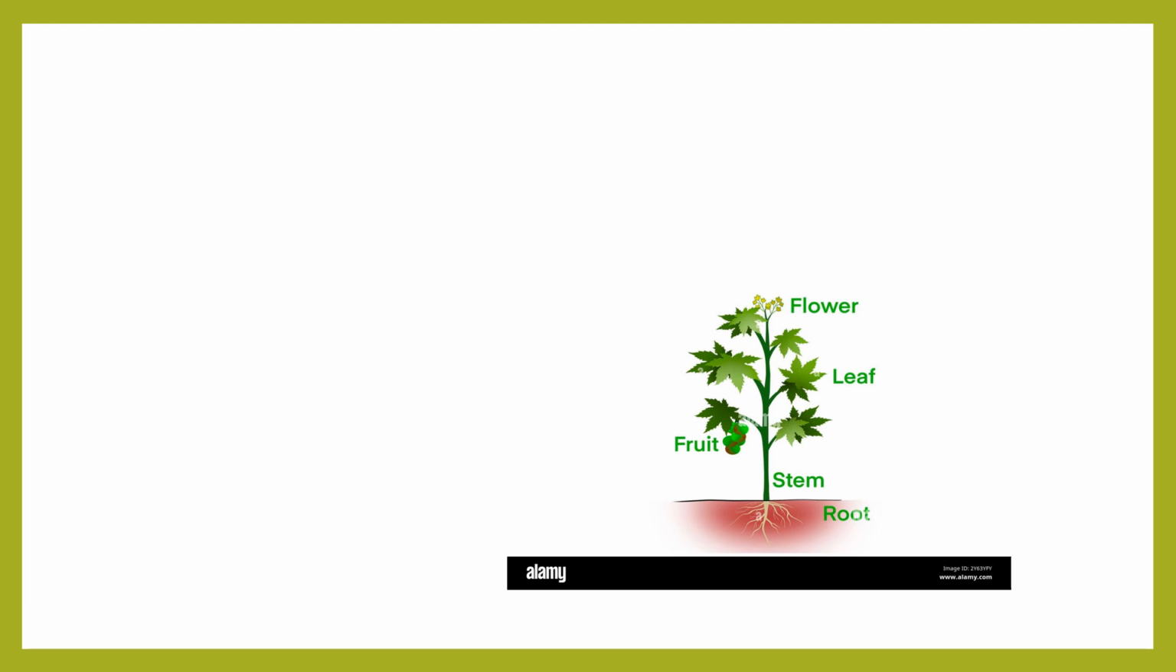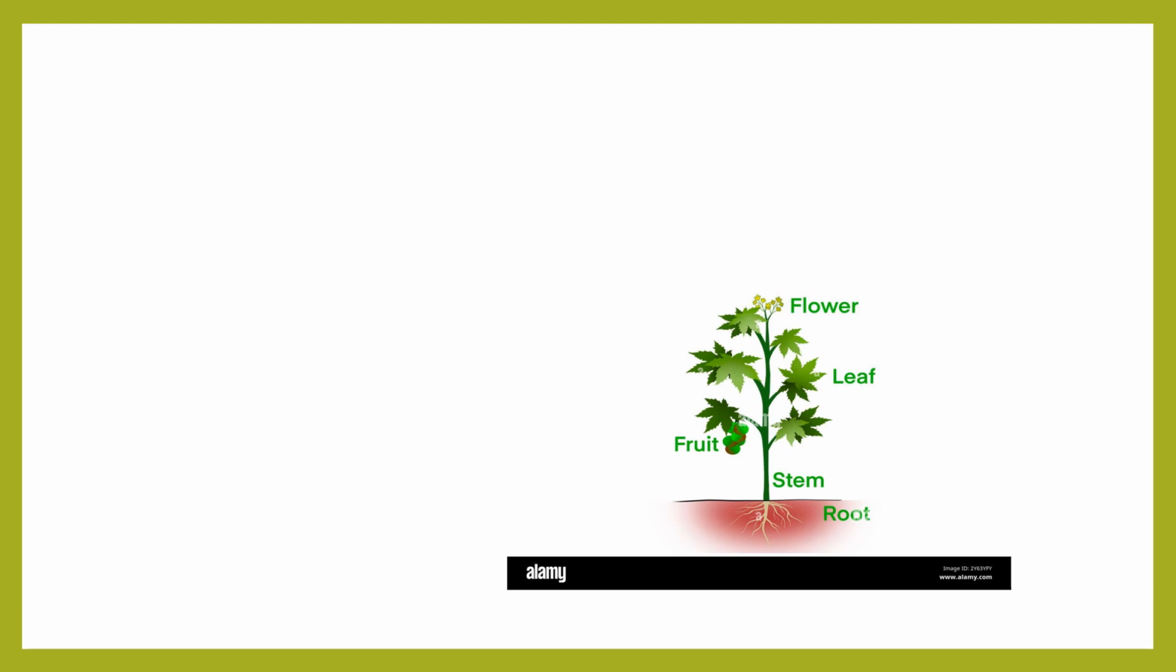Last time we talked about the underground part of the plant, which is the root system. We talked about the root types and also the morphology and modifications of the roots.